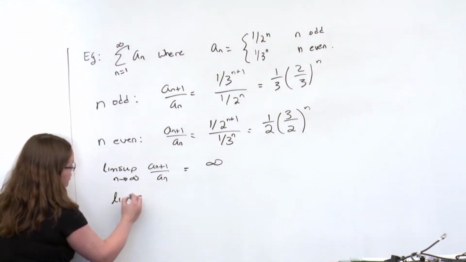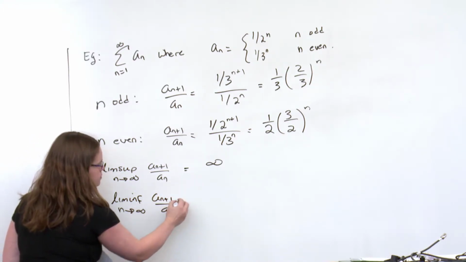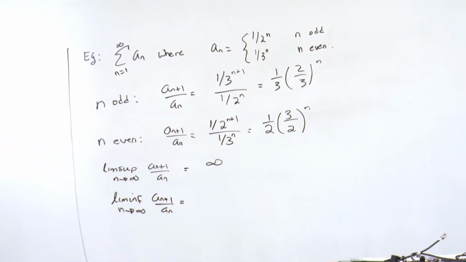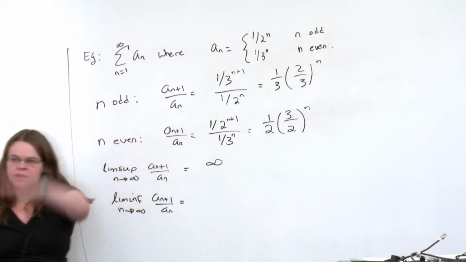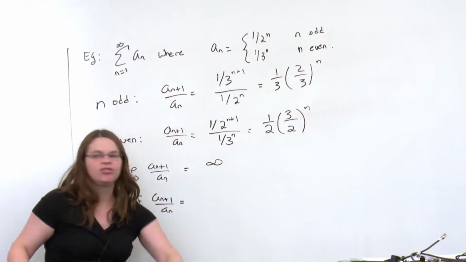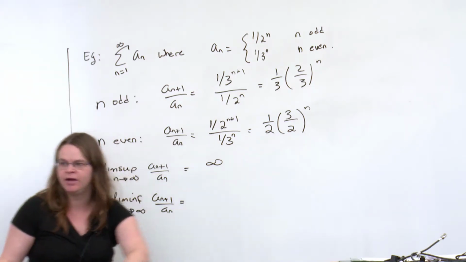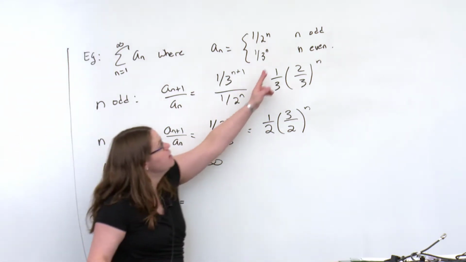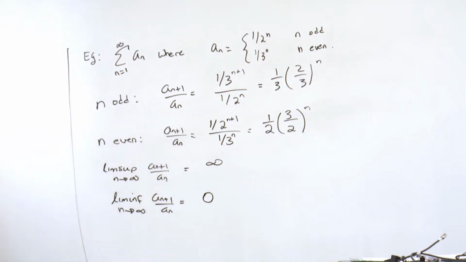What's the limit inferior? The limit inferior is 0. Exactly. So again, we're bouncing between something that looks like (2/3) to the n, which is going to go to 0, and something that looks like (3/2) to the n, which is blowing up. Limit inferior, we care about the lower bound. And this lower bound here is going to 0 on us. So what does that tell us from the ratio test? It tells us nothing, exactly.